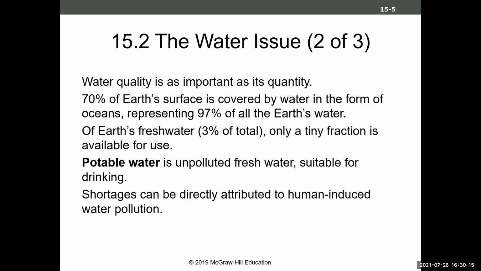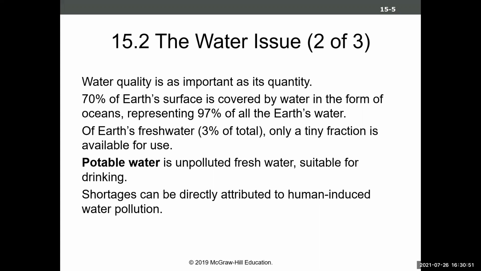And if we actually look at the amount of water that's available, we know that a large portion of the earth is covered by water. 70% of the earth is covered in the form of oceans, and that represents 97% of the earth's water. The remaining 3% of the water on Earth is fresh water, so the water that we can actually use.